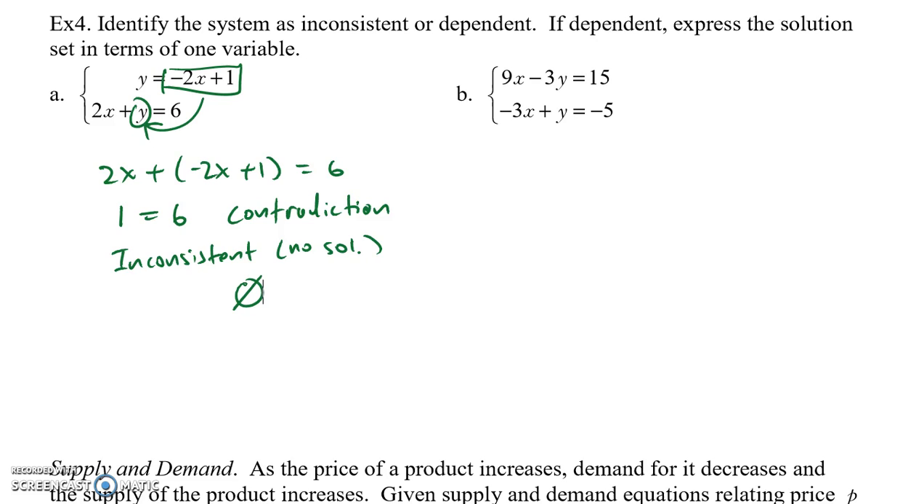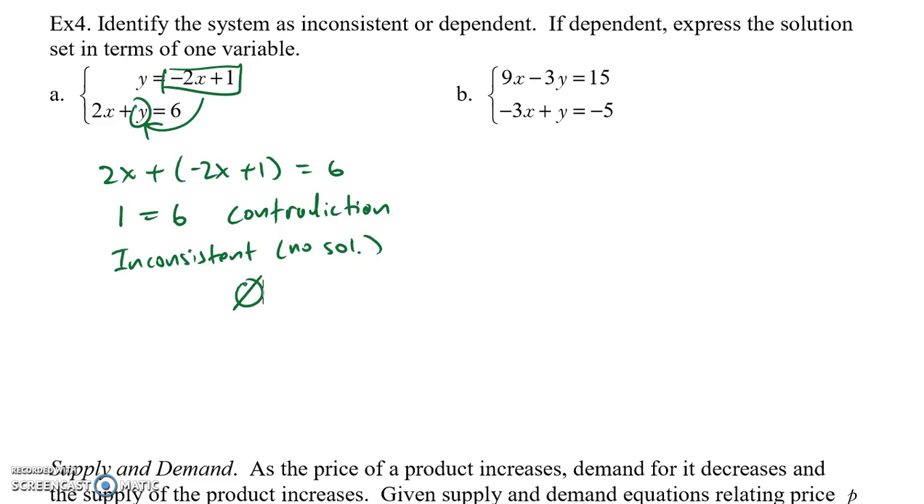So our previous example was that of an inconsistent system where we obtained a contradiction when we used the substitution method. In the second example, part B of example 4, the system is set up best for elimination or addition, whatever you want to call it, because the x's and the y's are lined up on the left-hand side of the equation, and it'd be rather easy to eliminate either x or y.